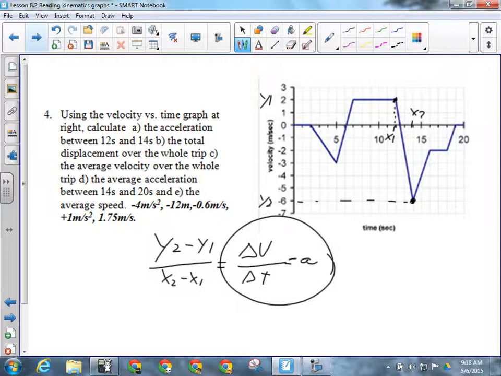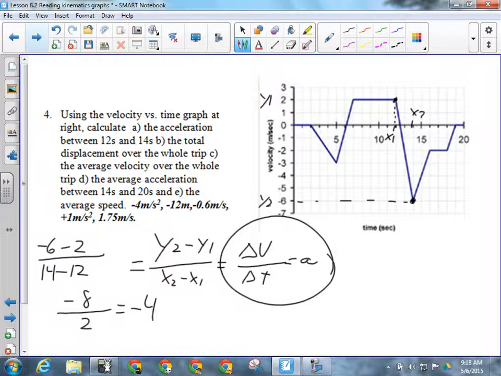All right, so we want to calculate the acceleration between 12 and 14 seconds. So here's what we're going to do. We're going to plug in our numbers. The velocity at time 12 seconds is 2 meters per second. Sorry, that's y1, so I don't want to use that yet. The velocity at time 14 seconds is -6. So I'm going to have -6 minus 2 over 14 minus 12. That's going to leave me with -8 over 2, which is -4.